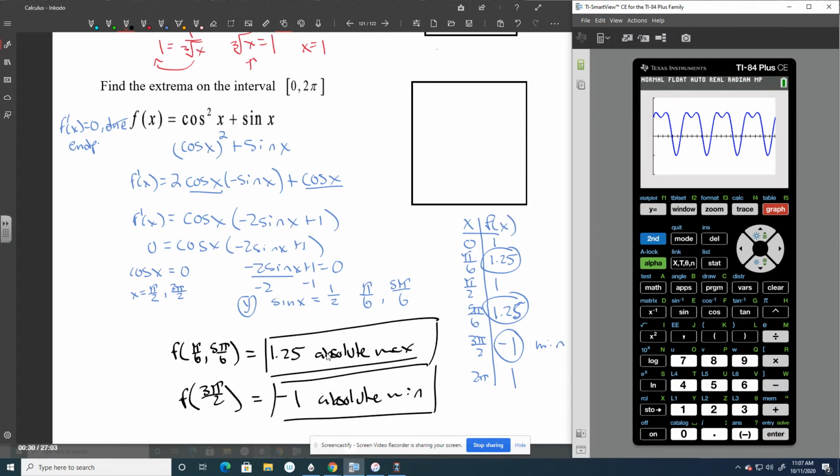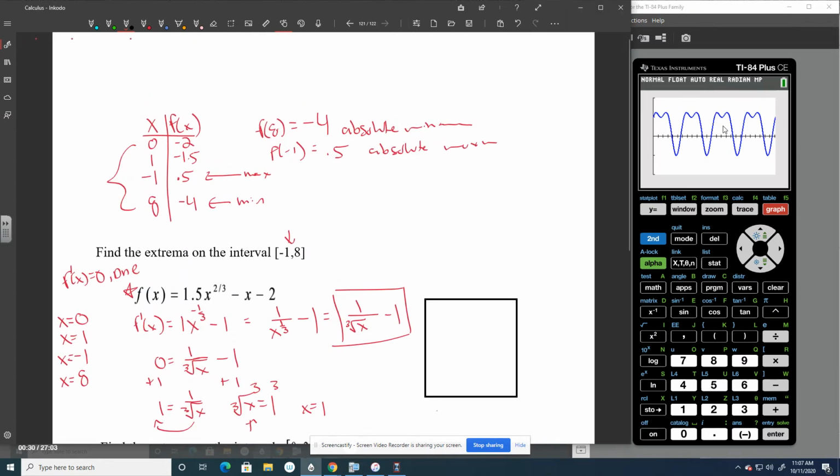Anyway, so those are your absolute maximum and your absolute minimum. So this time it didn't happen at the endpoints. It happened in the middle, even though, well, that's kind of what we would have expected on that one. Okay, so moving on, let's do some more.